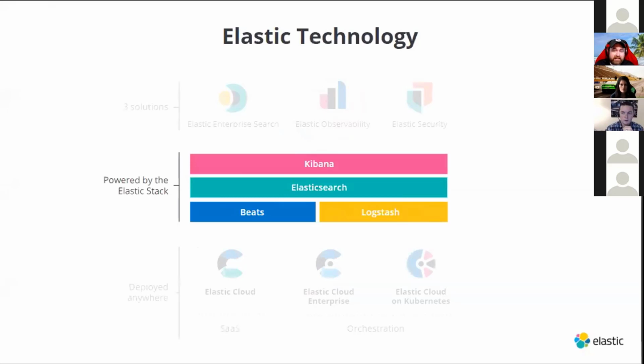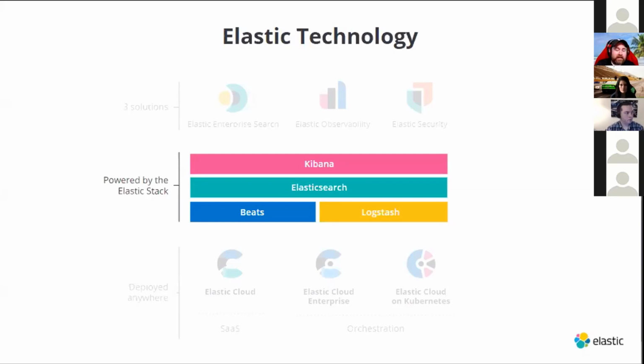The Elastic Stack, or what some of you may have heard as the ELK Stack, is the open source technical foundation that was created by Elastic. There are four main components within the stack. The ingestion layer is Beats and Logstash. Beats is a lightweight data shipper, and Logstash is a pipeline processing piece. That's what provides the ingestion of data into Elasticsearch.